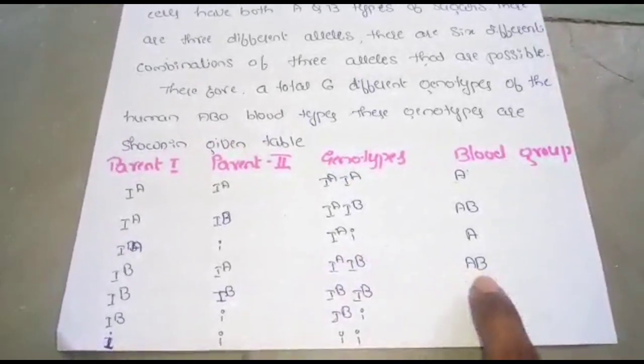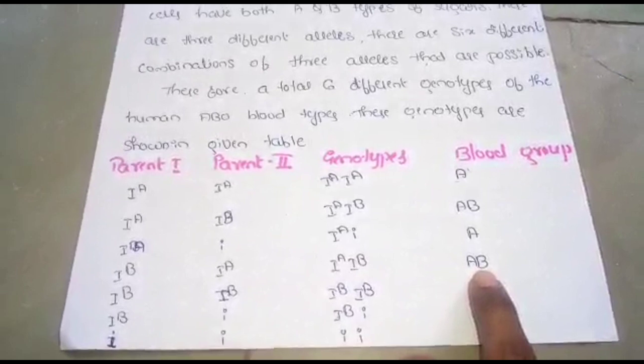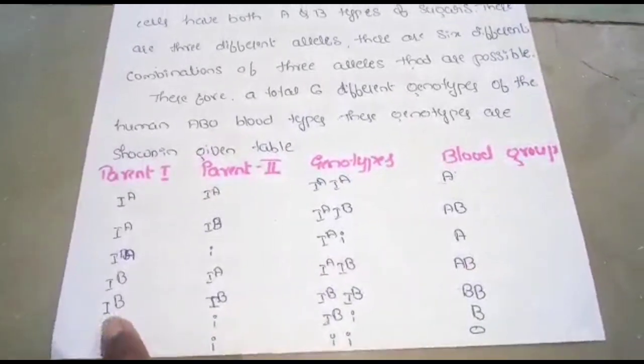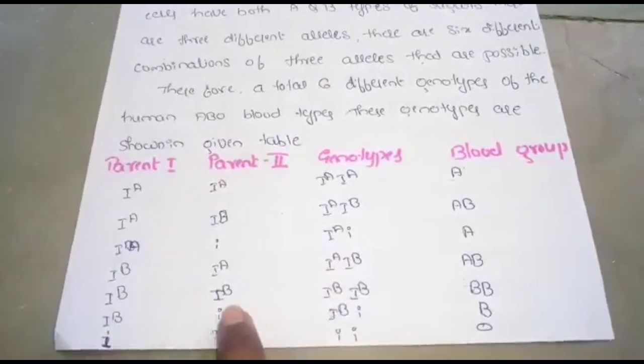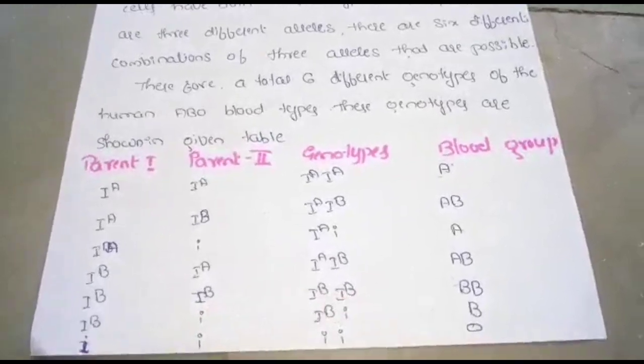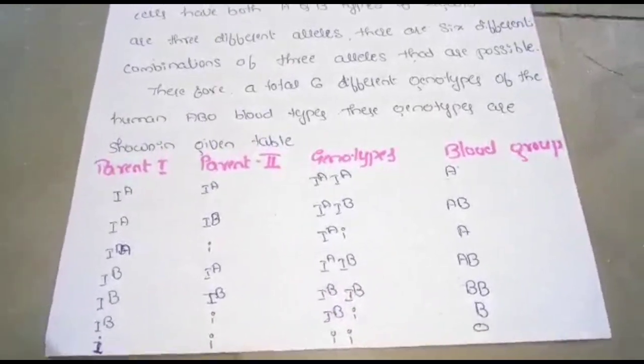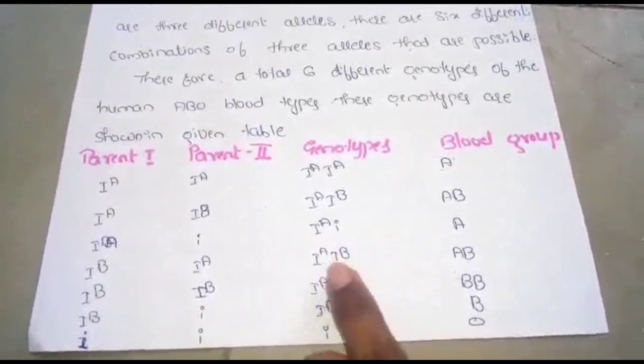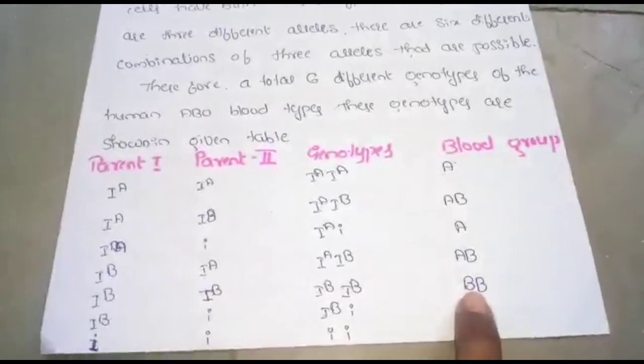The possible offspring blood group is AB. Next, capital IA, capital IB. The possible genotypes are capital IA IB and capital IB IB. Here the blood group is B.